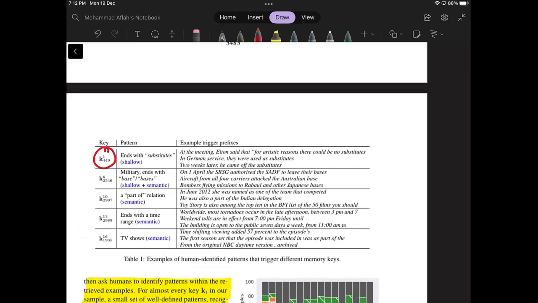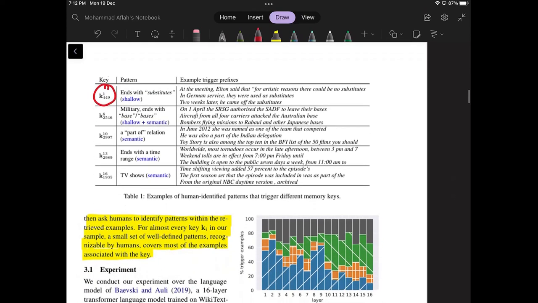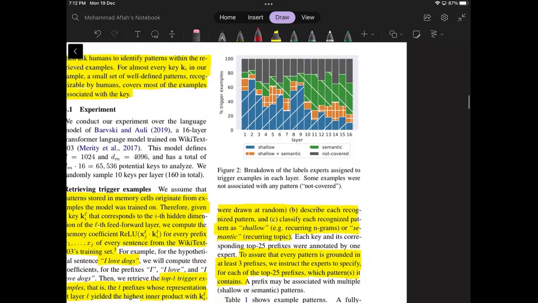Then you have some deeper layers capturing some more significant relations. So part-of relation is captured here in these sentences. Then you have time-range based sentences, and then you have TV show based things. So you can see they've sort of made it observable using this sort of analysis.